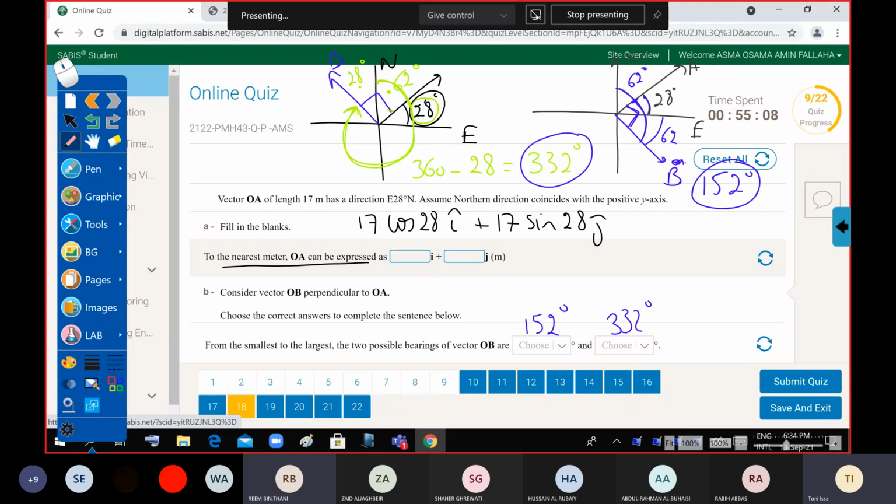Sir, why did we draw a line perpendicular to the other side? Because they said consider OB to be perpendicular to OA. They did not give me a direction. If this is OA, the perpendicular vector can be to this side, or I can draw a perpendicular to OA to this side. That's why they said the two possible bearings.